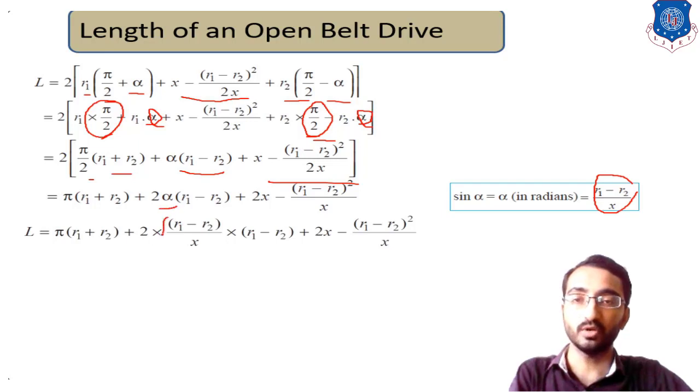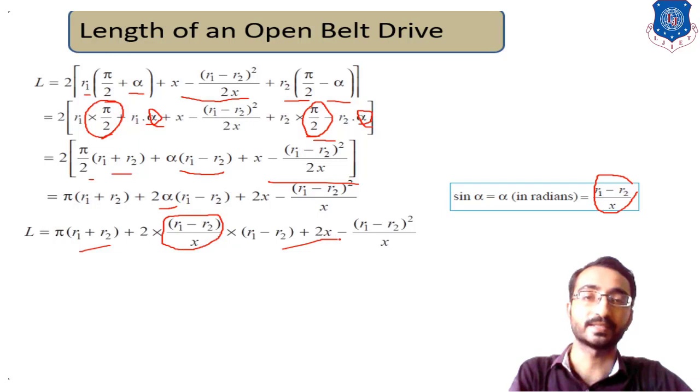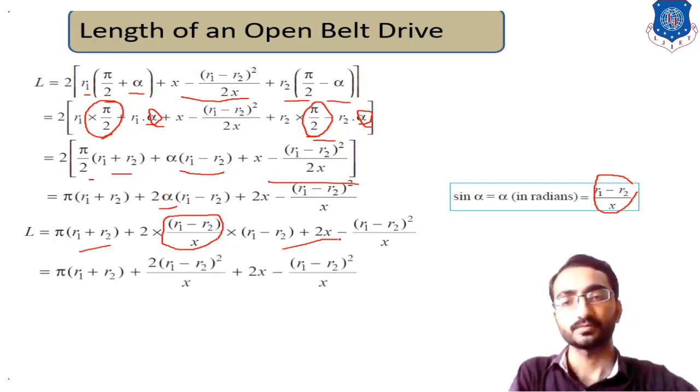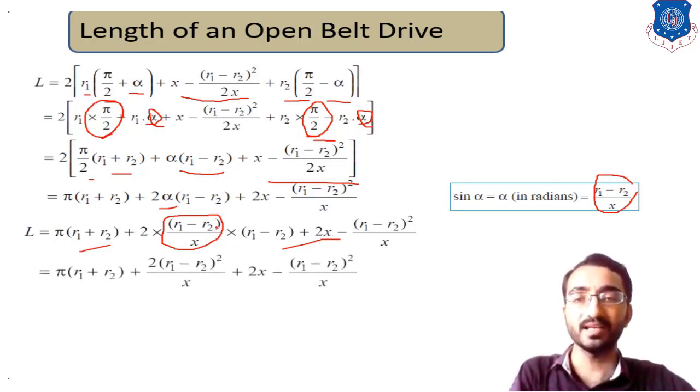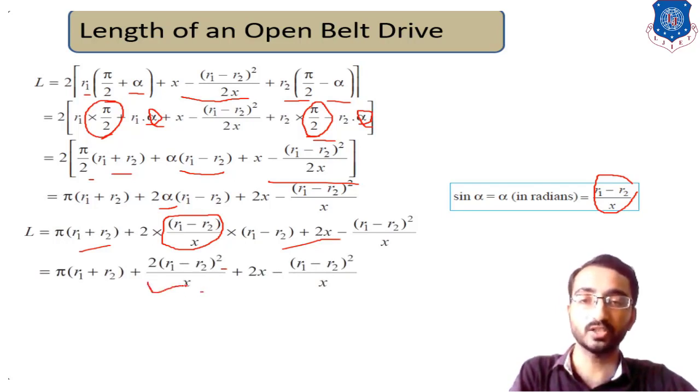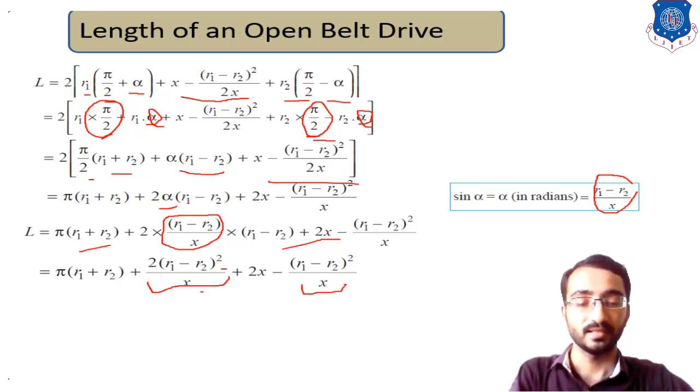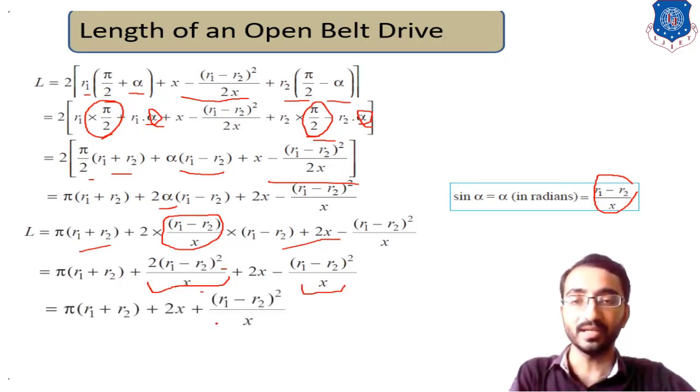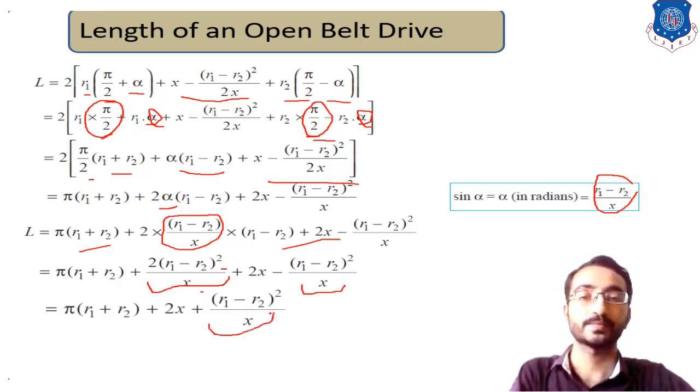So by putting the value of alpha, all other terms are as it is. Now (r1 minus r2) whole square will become your common term. If you refer to these two terms, that is 2 times (r1 minus r2) whole square upon x minus 1 time (r1 minus r2) whole square upon x, we can write that it is 1 time only (r1 minus r2) whole square upon x. All other terms are as it is. So this is the simple equation.